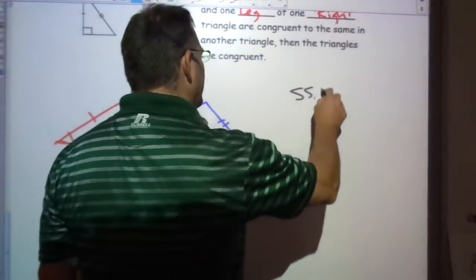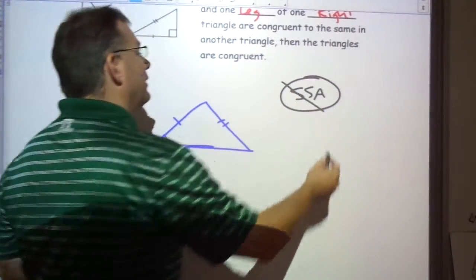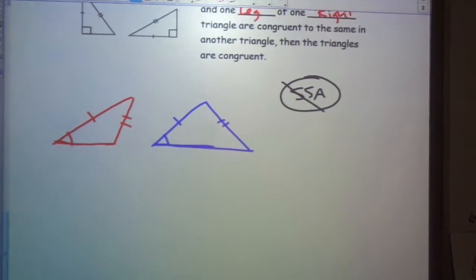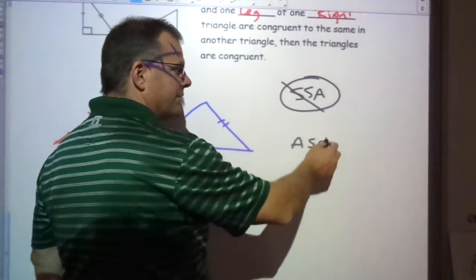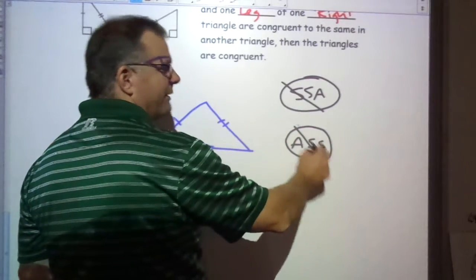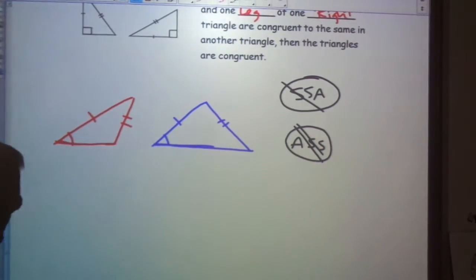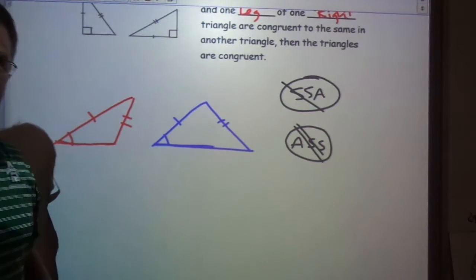Side, side, angle does not work. And one of the ways you could remember this is that we could respell this in a little different way and say, we'll just say no to this one. Okay? This does not prove congruence, so don't try to use that as a proof.